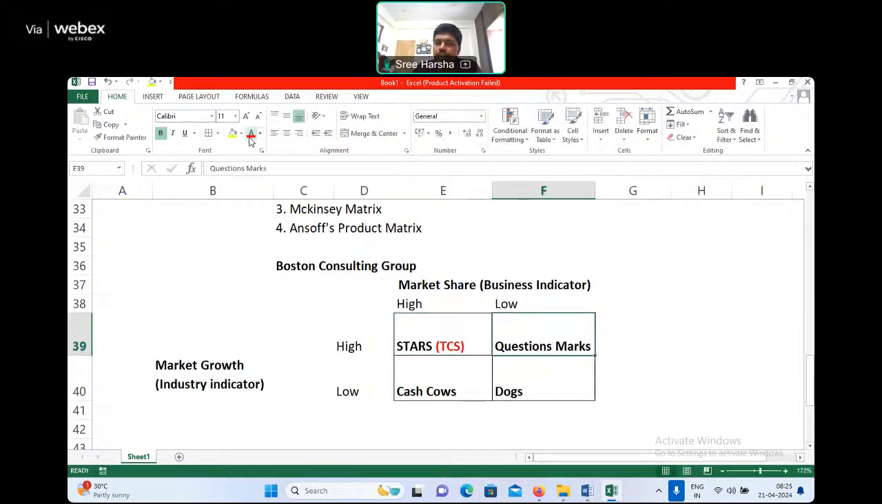Now let's say Tata Click. Tata Click is an e-commerce entity. E-commerce is a high growing industry. Every year e-commerce is growing significantly. However, Tata's share is very low here. That's called question mark.